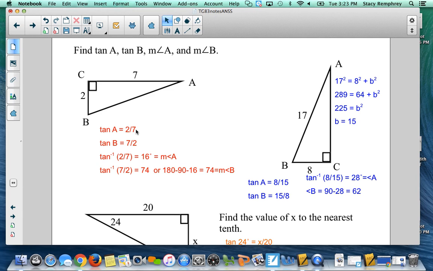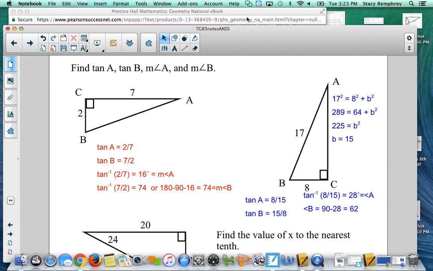It's 2 over 7. And then for the tangent of B, again, what is the ratio of the opposite side to the adjacent side from B? I go opposite, I get 7, adjacent is 2, so my ratio is 7 over 2. Now to get the angle measures, we're going to do what we did with the book. Tangent of A is 2 over 7. If you take 2 and divide it by 7 on your calculator, you'll get 0.2857, and so on.